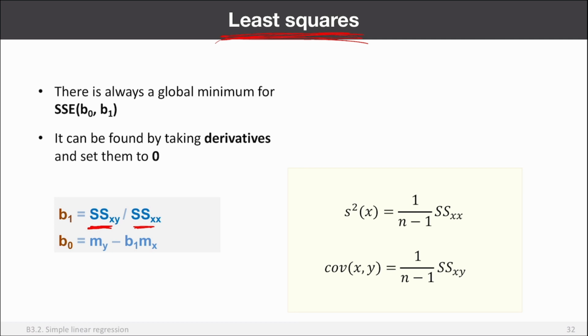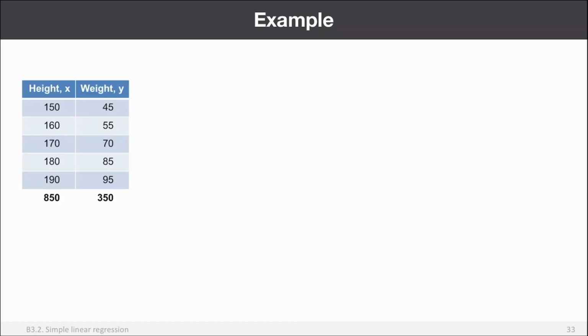Let me show you a simple example. In this case, you can see that I have a sample of size 5, simply 5 persons with different height and weight values. So let's make a fit. Let's do it manually. First of all, I take a sum of these values. This is a sum of x and a sum of y. And I can use this sum to calculate average values. I simply take 850, divide by 5, and I get 170. 350, divide by 5, and this is 70. So this is the average height and average weight of my sample.